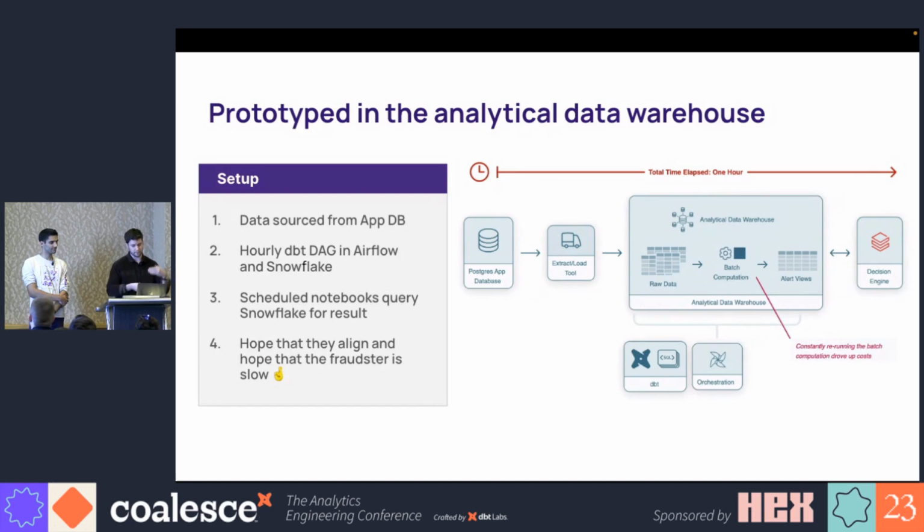Second of all, we have scheduled notebooks that are disparate from that Airflow DAG that will query those tables derived in Snowflake, determine if it's fraud or not, run some fancy Python function. It will trigger a Slack alert or otherwise alert some downstream system saying, hey, there's fraud, do something. And two disparate systems that are scheduled on an hourly basis.